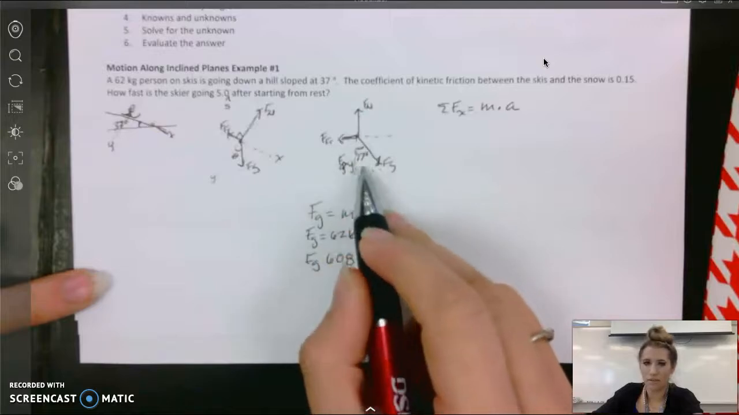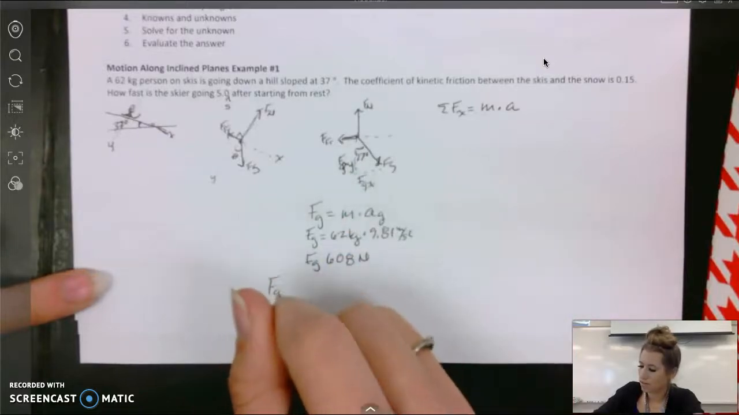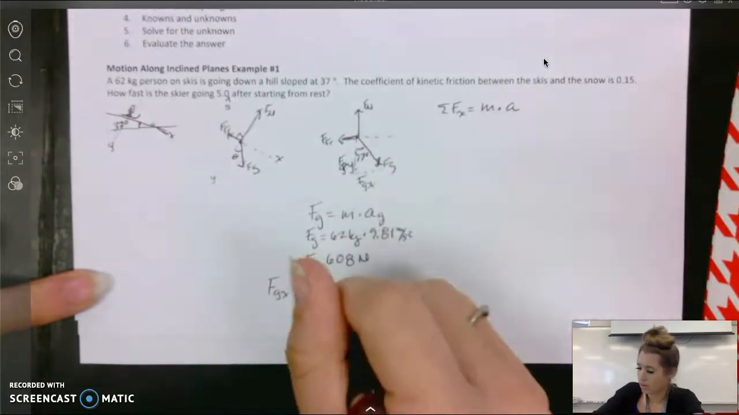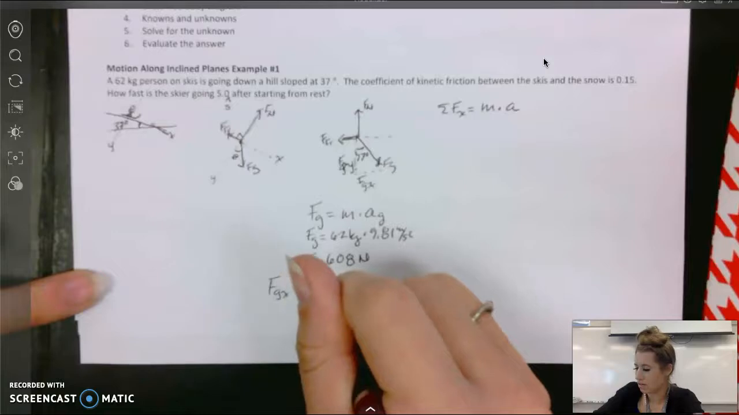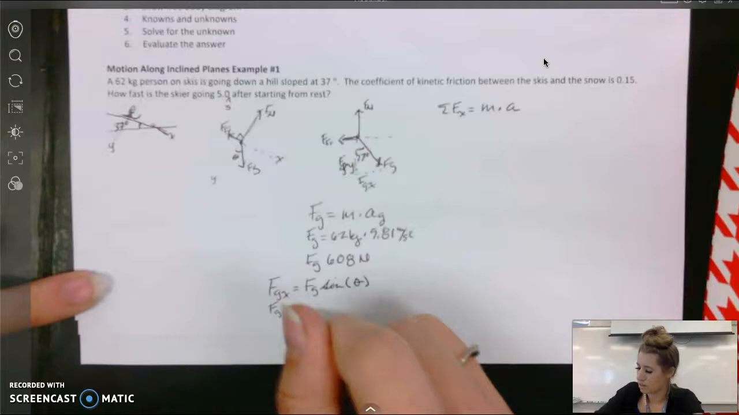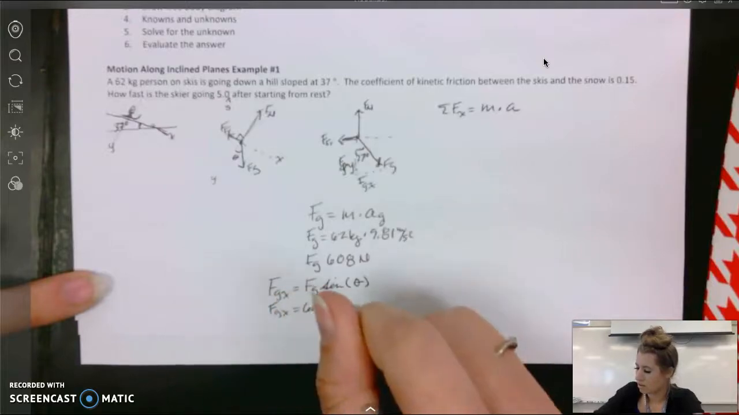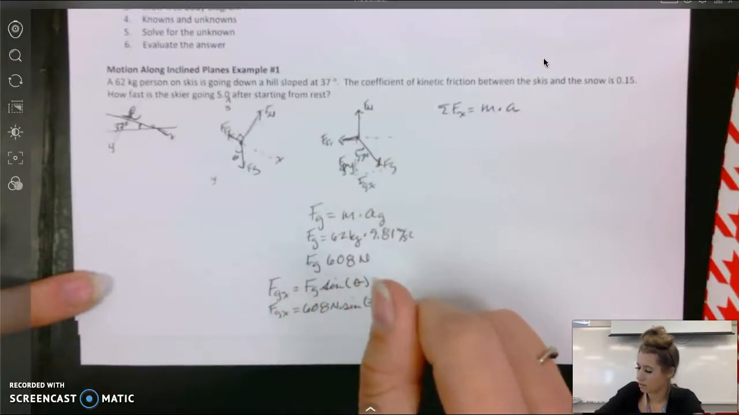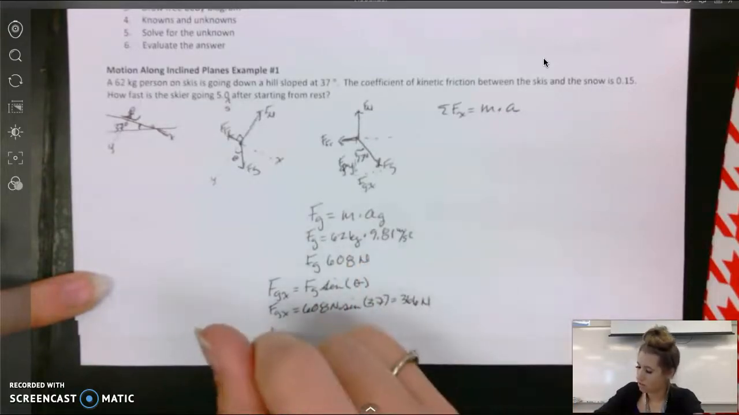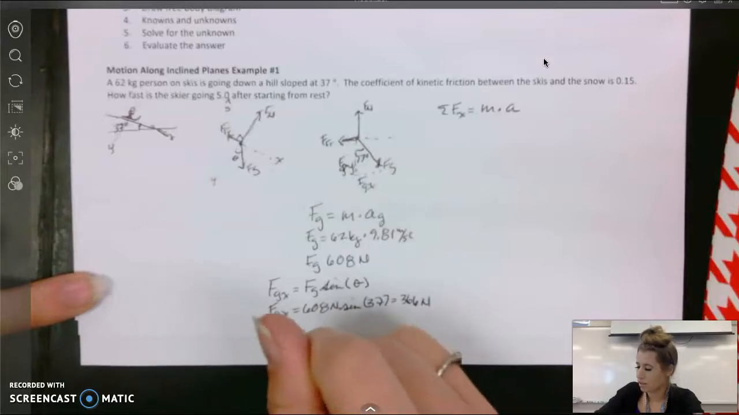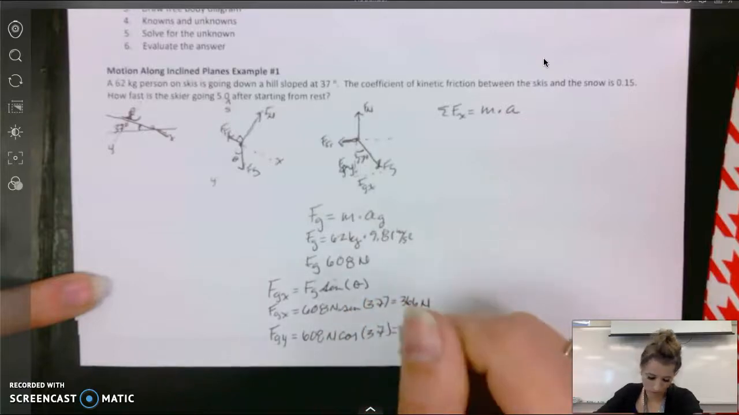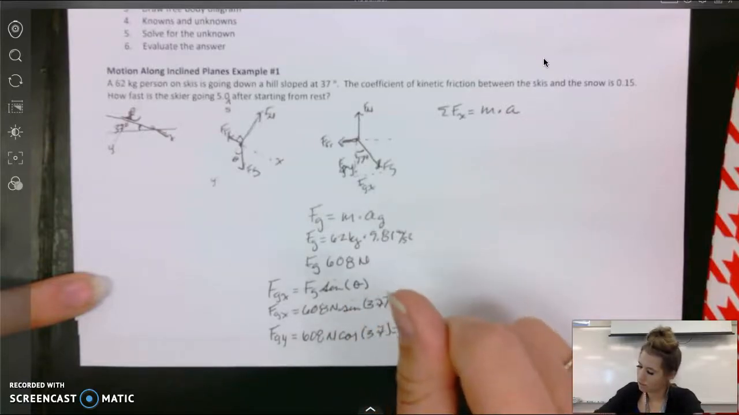Okay, so I know my force due to gravity, but what about the x component? Well, the x is opposite from that degree. So force due to gravity in the x is going to equal force due to gravity, the hypotenuse, sine, because it's opposite, theta. Okay, so force due to gravity in the x is going to be 608 newtons sine of 37, and then that's 366 newtons. And then force due to gravity in the y, that's going to be 608 newtons cosine 37. It's going to be 486 newtons.